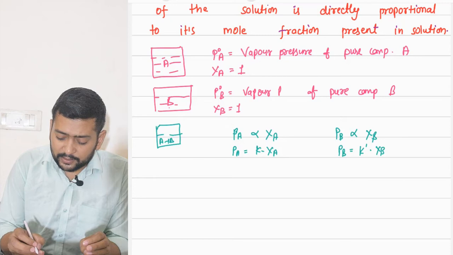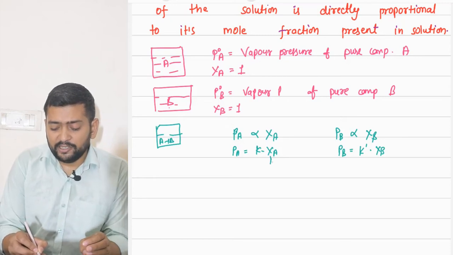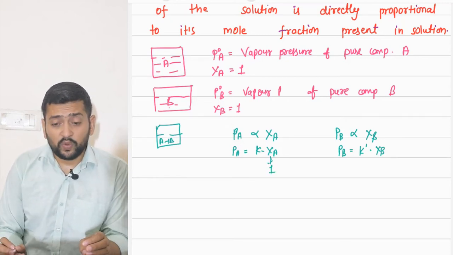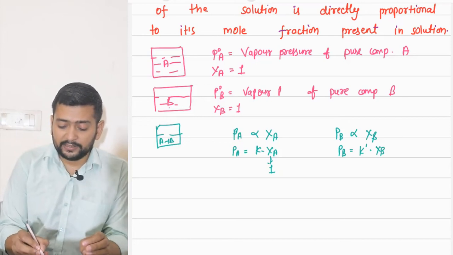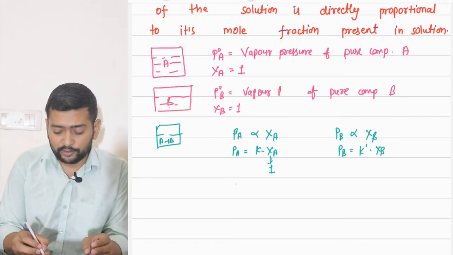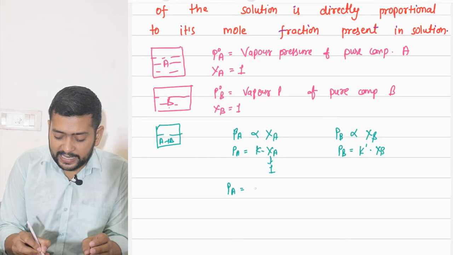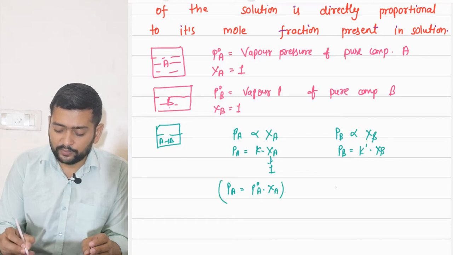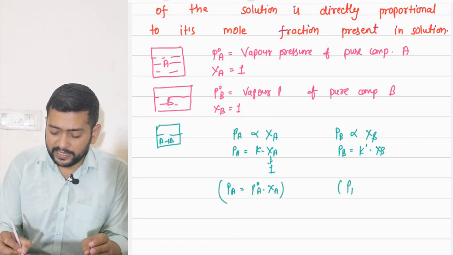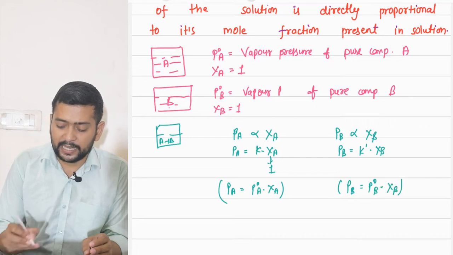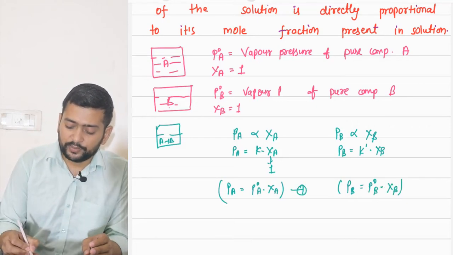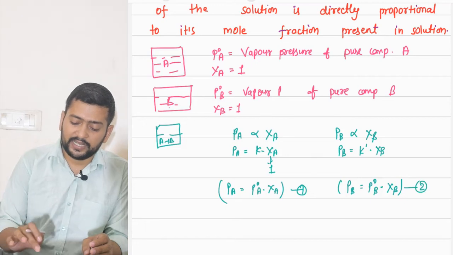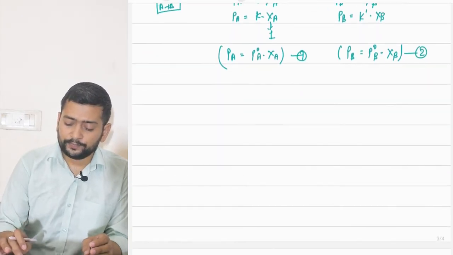Now, what can we do next? If the value of zeta A is equal to 1, then at that point K will be equal to P naught. So I can write PA is equal to P naught A into zeta A, and here I will get PB is equal to P naught B into zeta B. These are the two equations which I will get: equation 1 and equation 2.